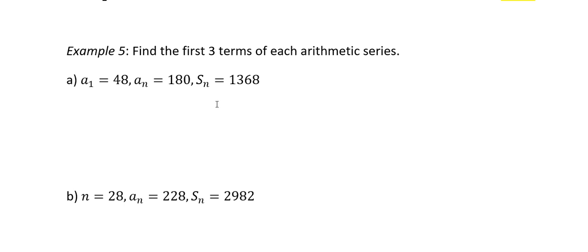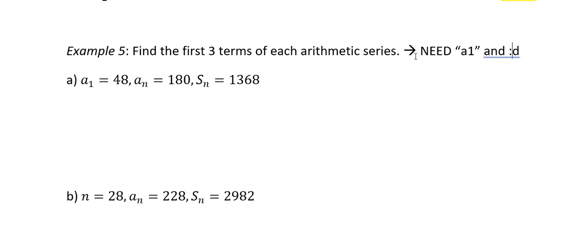Find the first 3 terms of each arithmetic series. Okay. What's hard about these is they're giving you the sum of the series, and you have to extract from that the information that we need. We have A sub 1, we have A sub n. To find the first 3 terms, you need to have at least A sub 1 and then the common difference d. So what are we missing? We're missing that common difference.